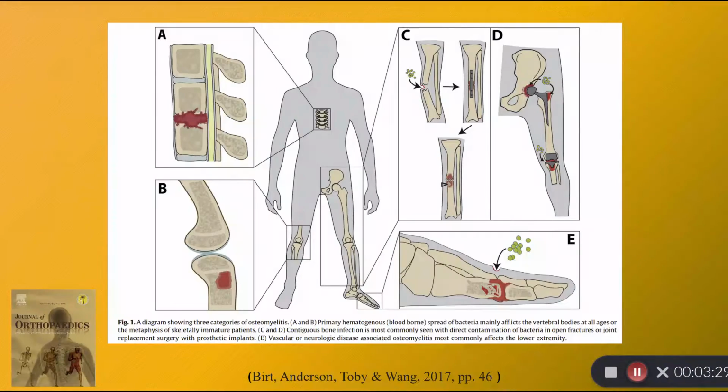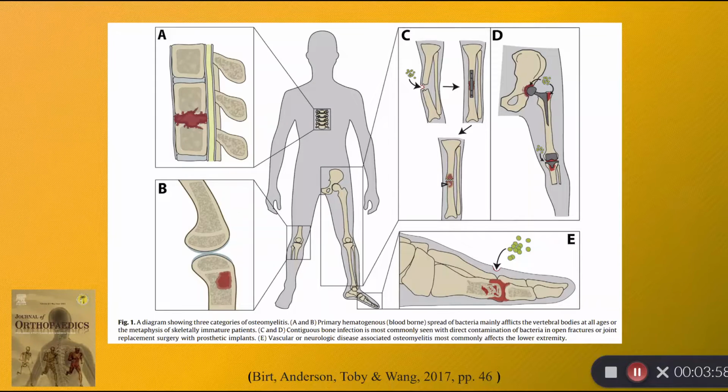It's extra. Here is a picture provided by the Journal of Orthopedics, and it's a diagram for you to see. It just shows places that we commonly see osteomyelitis. It shows an example of those types of osteomyelitis that I just discussed. The primary hematogenous, which is the blood-borne spread. You see an example in A or B, A being the spine, B being those long bones.